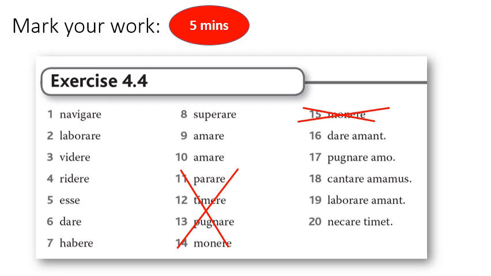Well done, we're nearly there. Now you have 5 more minutes left to mark your own work.